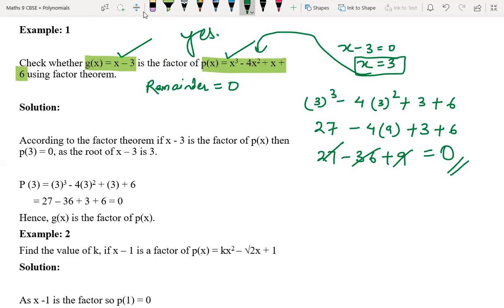Is it clear or not? Yes, sir. Example number 2, if you understood, children, all of you find example number 2, what you are getting as the answer for k. Find the value of k if x minus 1 is a factor of p(x) equal to kx squared minus root 2 x plus 1. Who is not able to understand, let me know right now if you can't solve. And if you can solve, you solve it fast. I'll give you 1 minute, not more than that.